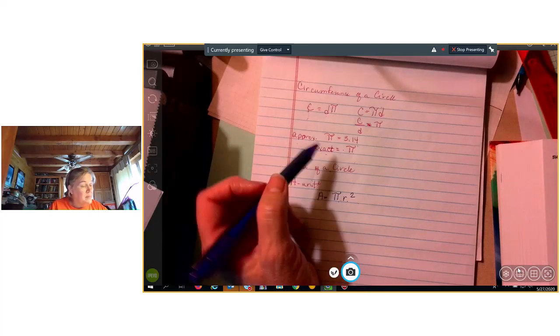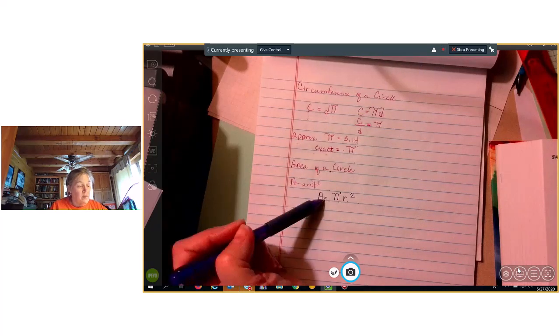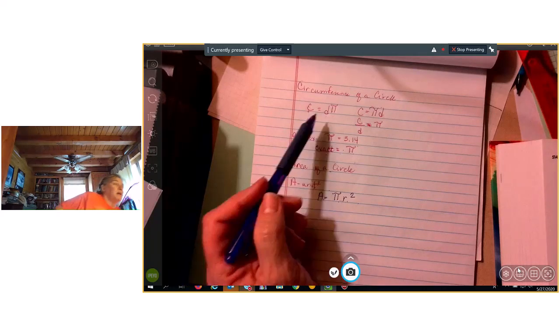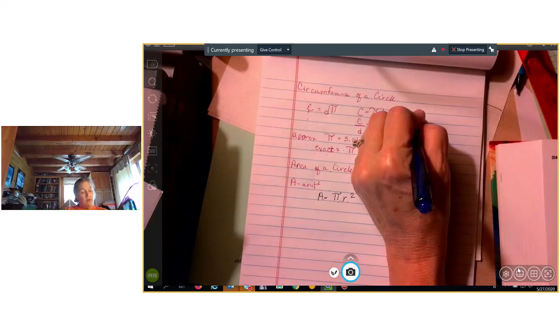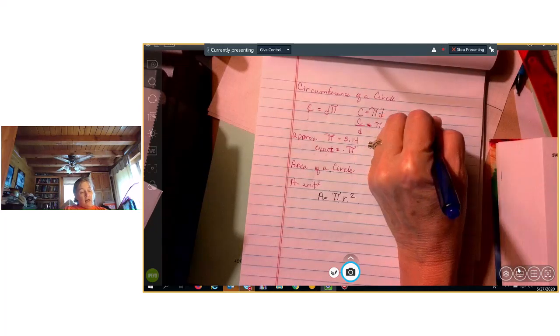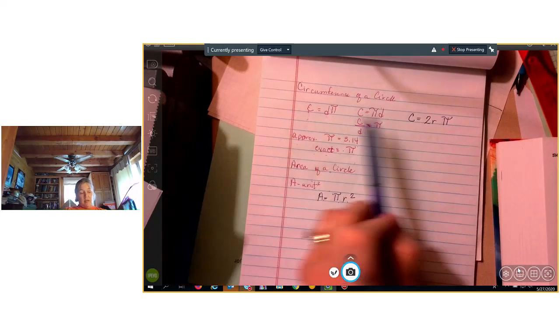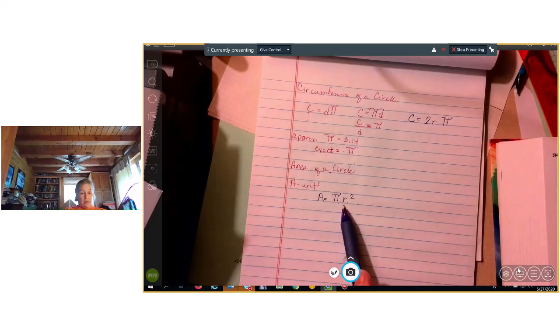So pi times diameter is going to be your circumference. Pi r squared is going to be your area. Now don't get this confused, because two times the radius is the diameter. So another way you may see this is circumference equals 2r times pi, because 2 times the radius is a diameter times pi. Don't get that confused with this, because the 2 is in a totally different spot, and it won't give you the correct answers.